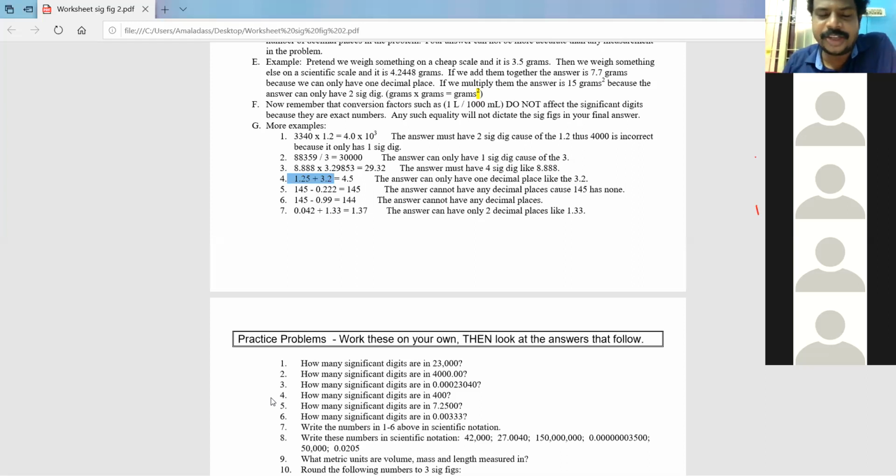Now you tell me which has the least decimal places. 145. Yes, there is no decimal over there. So the answer should be without decimal. You have to represent it that way in this problem. When you look at the normal answer, 144.778, you can round up and it should be 145. Correct?